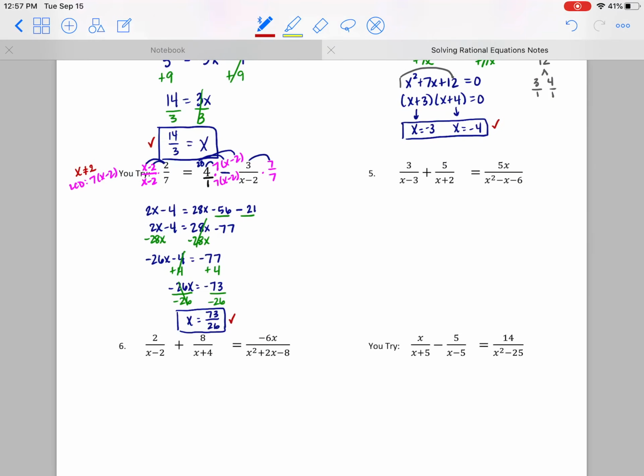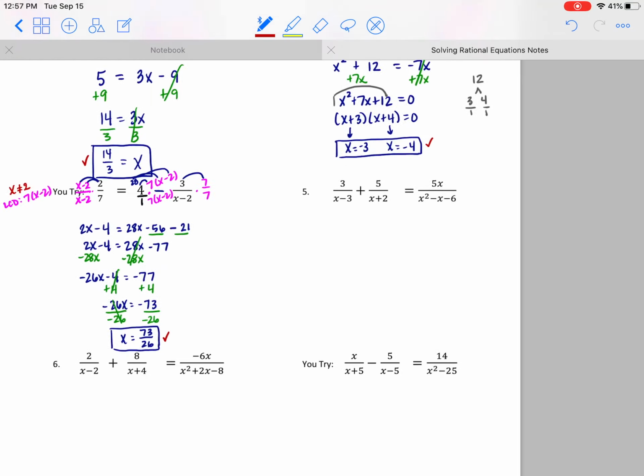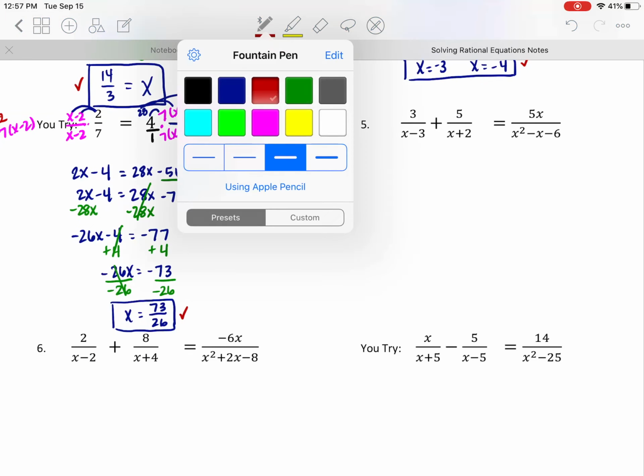All right, let's look at these next few. These next few, actually, in my opinion, looking at them, they look tougher than the others, but same process, okay?